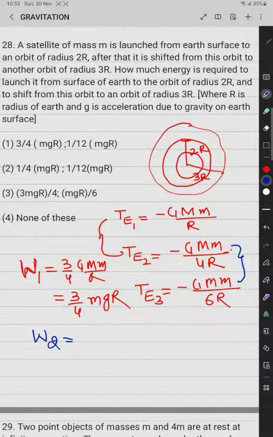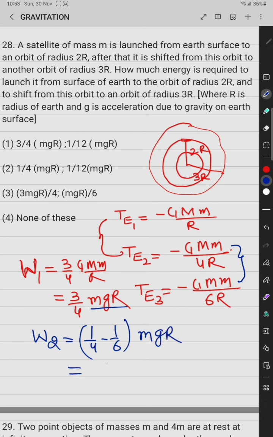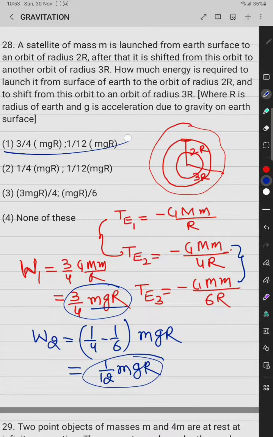So 1 by 4 minus 1 by 6 is 2 by 24, it is 1 by 12 times of mgr. The second process is 1 by 12, and the first process is 3 by 4. So 3 by 4 and 1 by 12, the correct option is the first one.